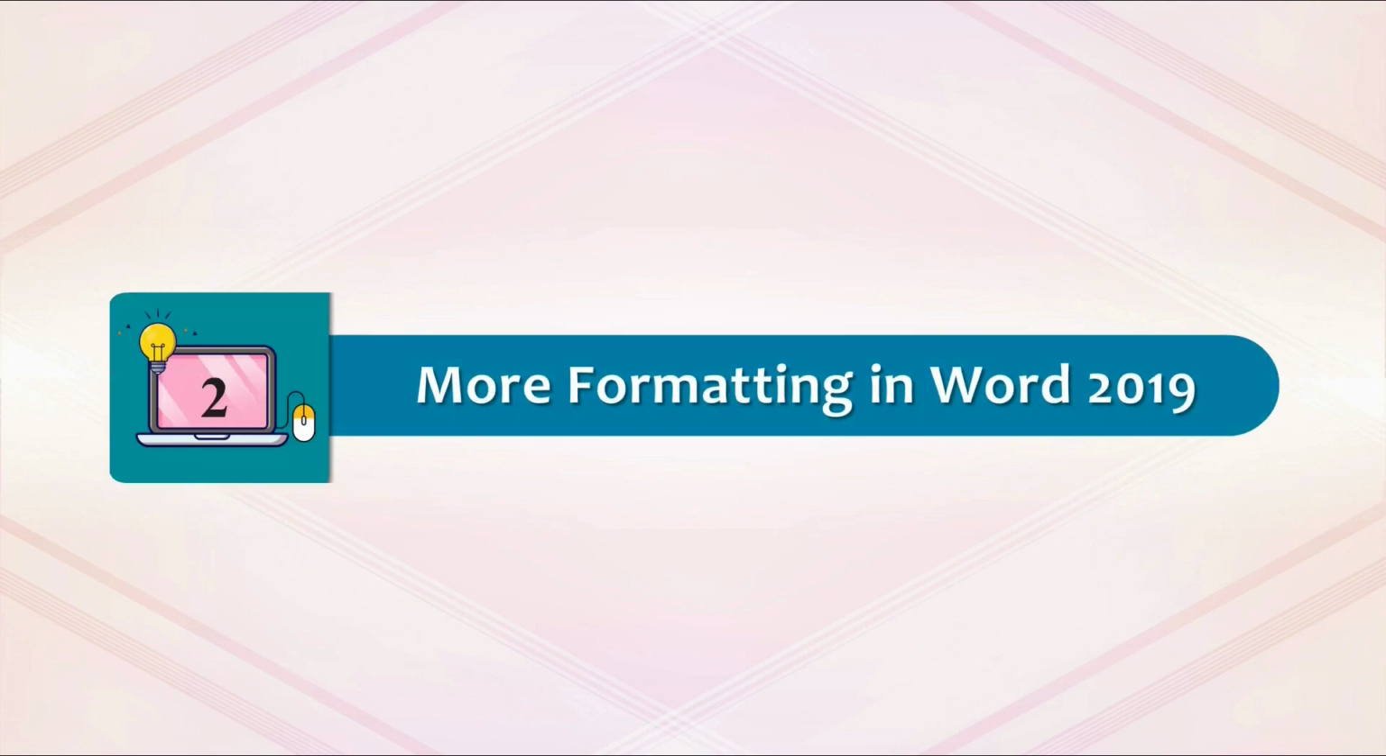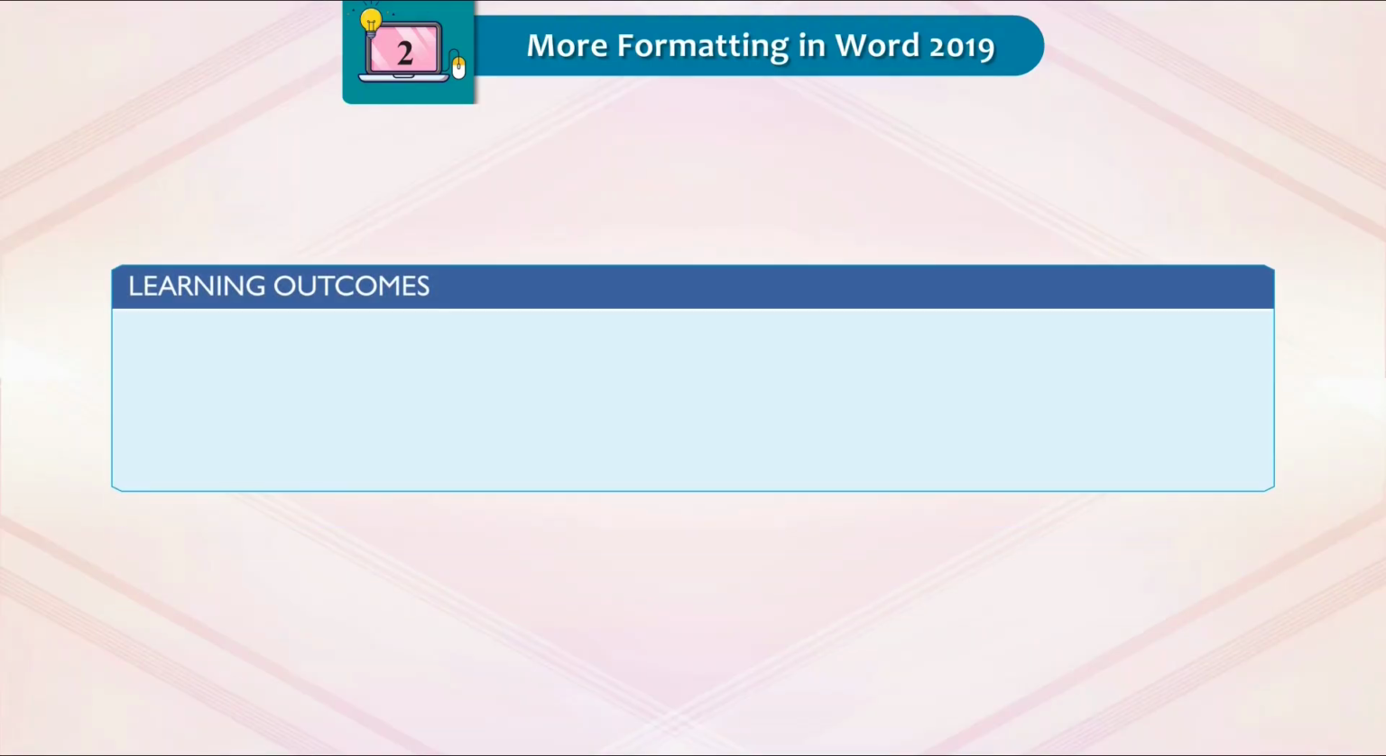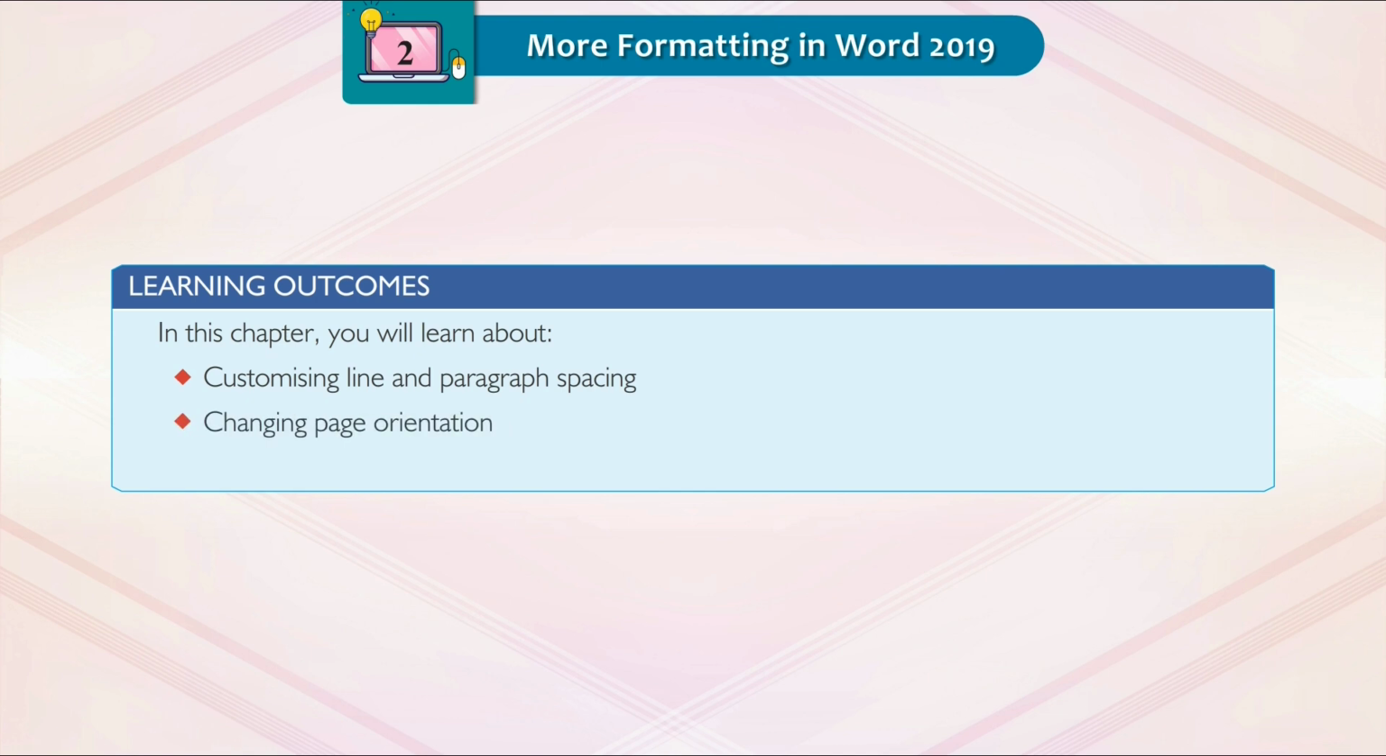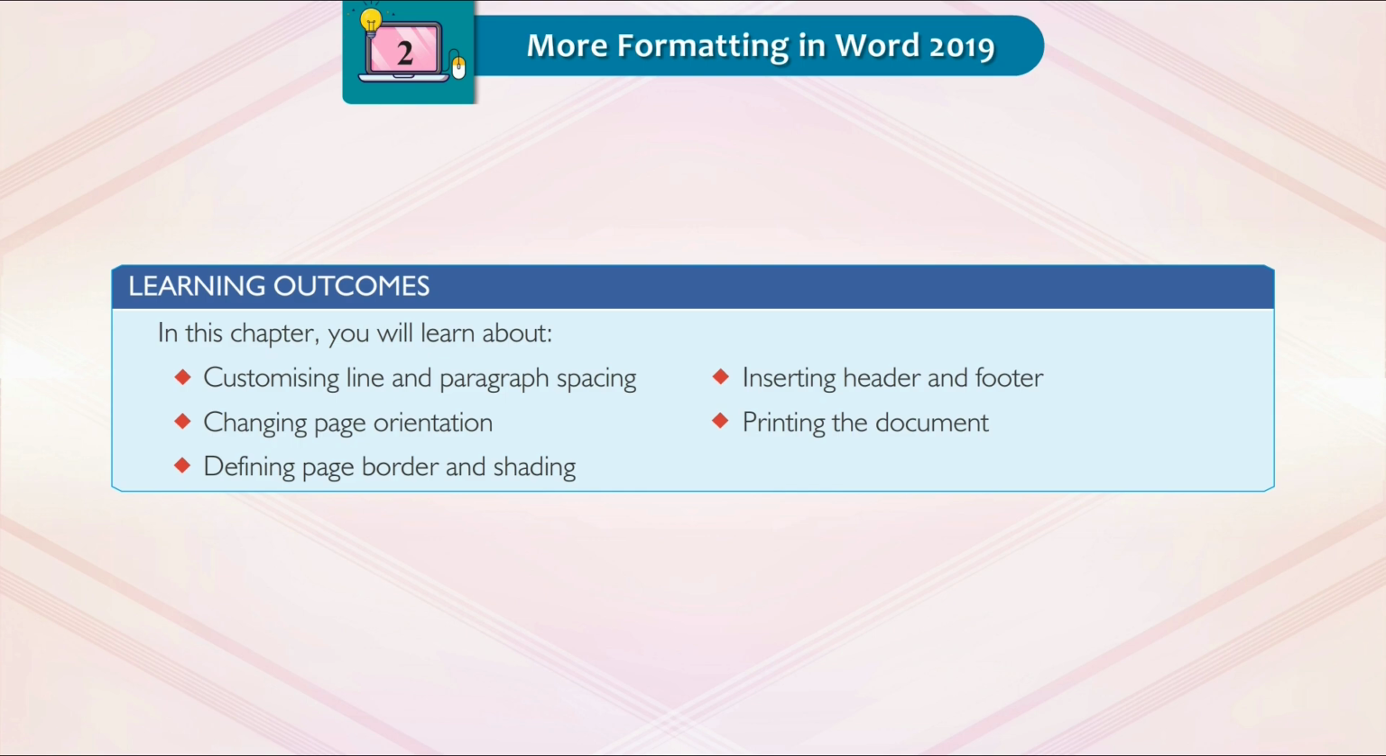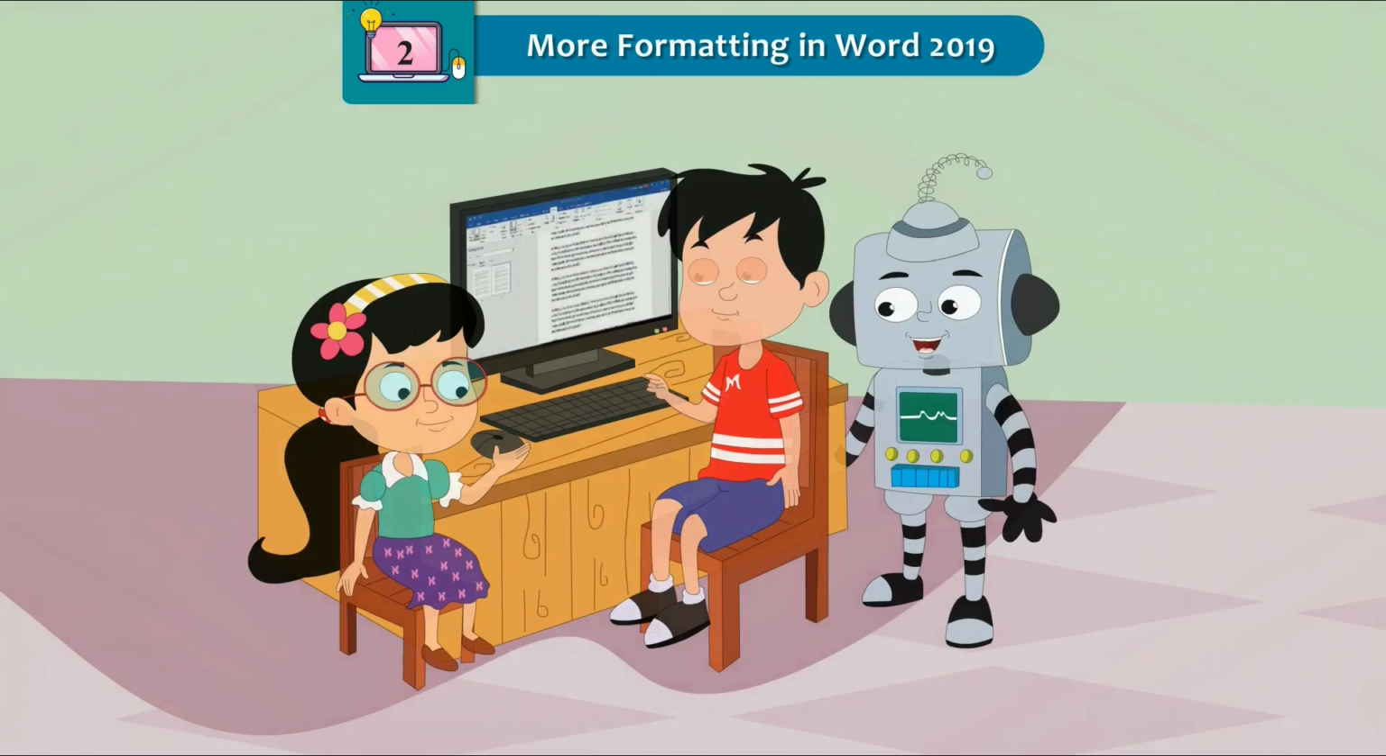Chapter 2: More Formatting in Word 2019. Learning Outcomes. In this chapter, you will learn about customizing line and paragraph spacing, changing page orientation, defining page border and shading, inserting header and footer, and printing the document.